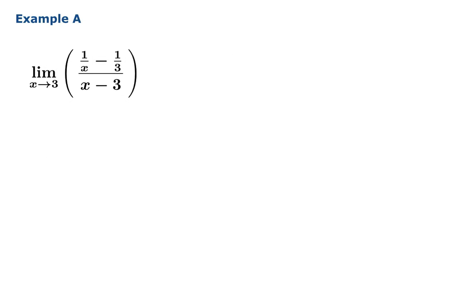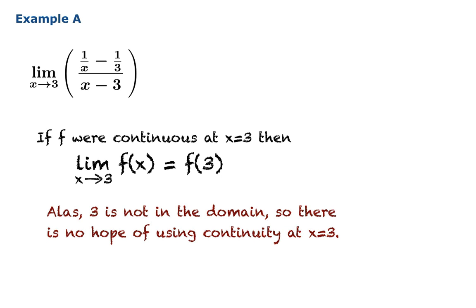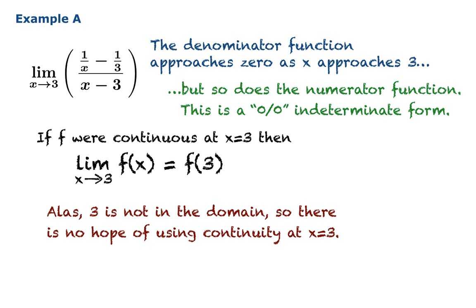So let's look at some examples. Say you wanted to find the limit as x approaches 3 of this function here. Now, if this function were continuous at 3, then we could simply evaluate the function and there would be our limit. But you'll notice that 3 is not in the domain, so there's no hope of using continuity. Moreover, the denominator function approaches 0 as x approaches 3. So what we have is a 0 over 0 indeterminate form. Given the function as is, there's simply nothing we can say about the limit. We're going to have to use algebra to try to shake it loose and see if we can figure out what the limit is.